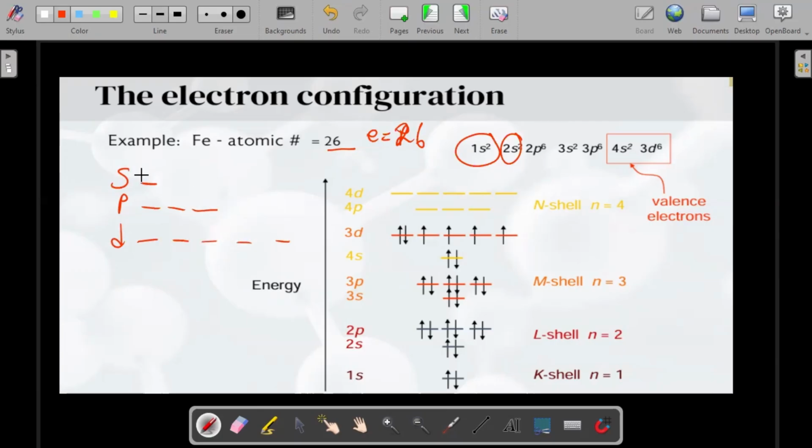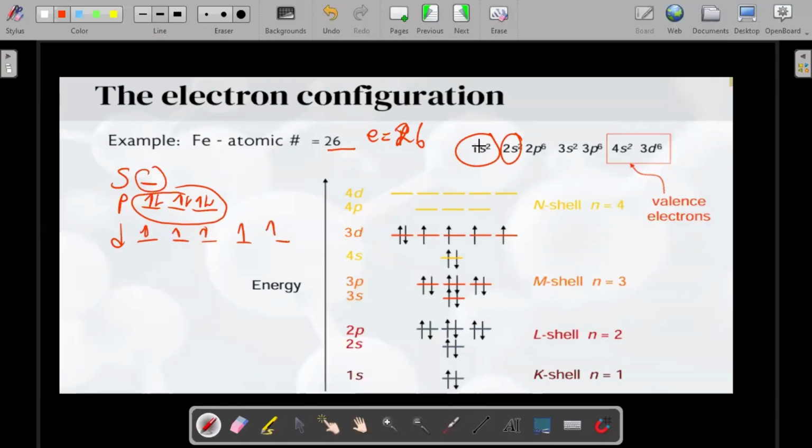So you have to take this into consideration. In the s, you have 1 orbital, meaning only 2 electrons can occupy the s. In the p, you have 3 orbitals, meaning 6 electrons can occupy the p, since you have 2 in each orbital. For the d, you can have 10, because you also have 2 in each.